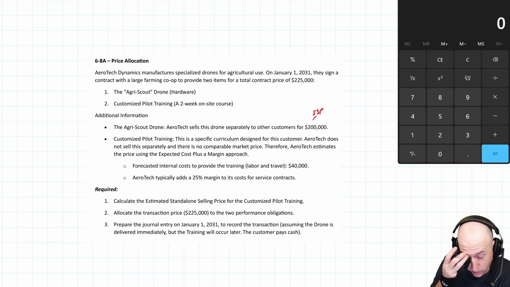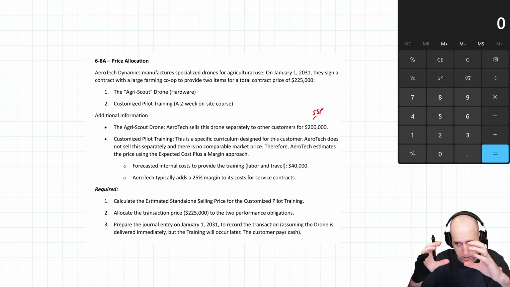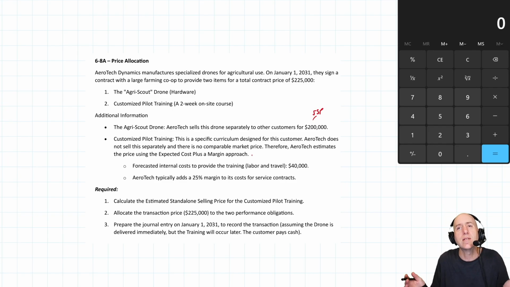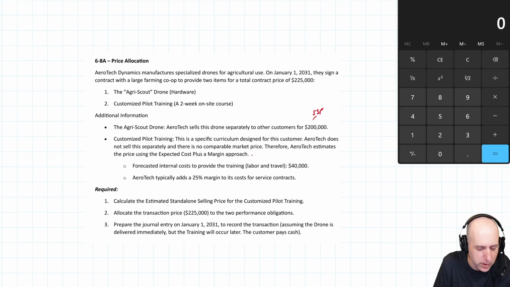Good for us. That's the gold standard. We would love to know a standalone selling price for each of our packaged products or for each of our deliverables here. Customized pilot training. This is a specific curriculum designed for this customer. AeroTech does not sell this separately, and there's no comparable market price. Therefore, AeroTech estimates the price using an expected cost plus a margin approach. Okay, so this is a reasonable way to do it. You just say our cost, and then you put a little markup on top, and that's what we'll do here.